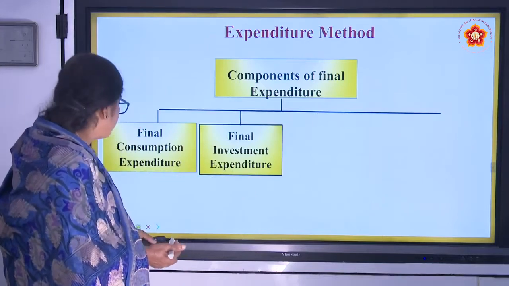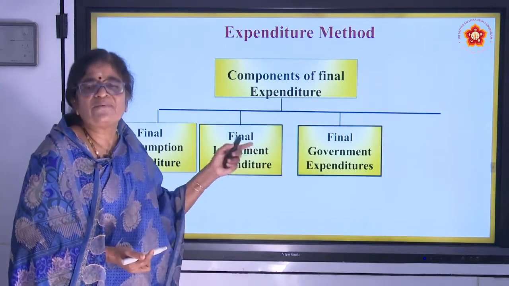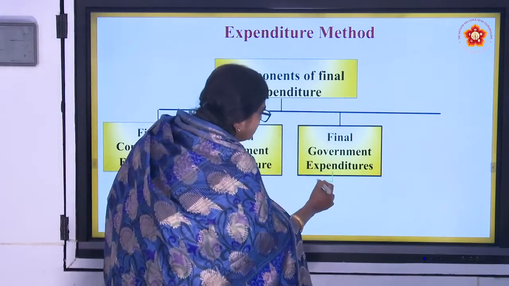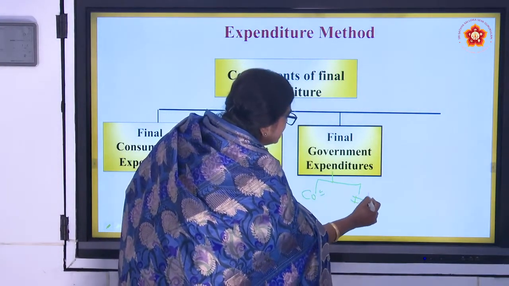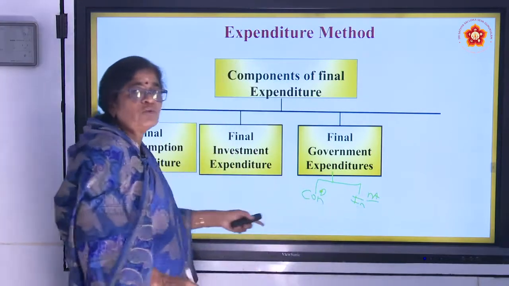I hope you understood. And the next one, final government expenditure. When we say government, what do we mean by government? Here also, there are two types, consumption expenditure and investment expenditure. Both consumption and investment expenditure will take place.